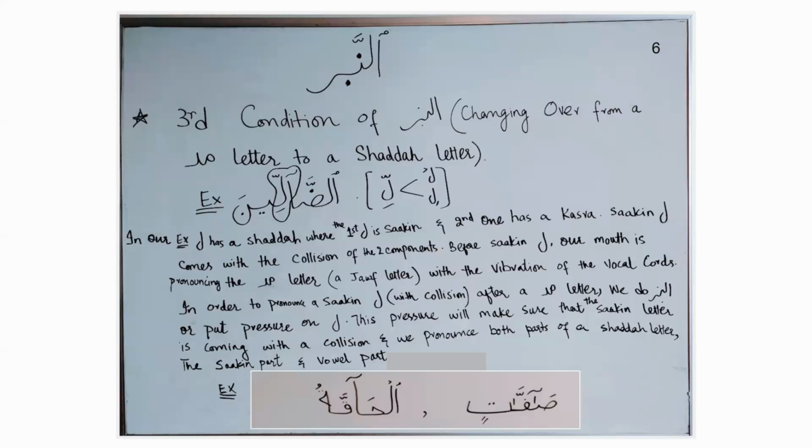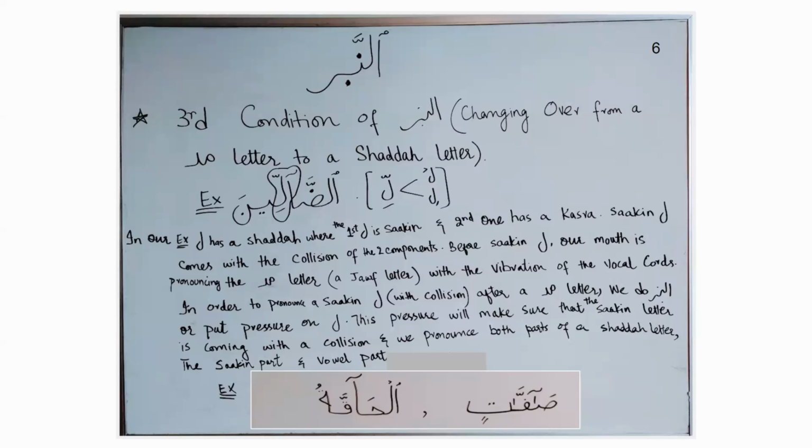Coming back to the third condition of nabr, when we change over from a mad letter to a shadda letter where the first letter is sakin, when the mouth is busy in giving the mad letter that occurs with the vibration of vocal cords, then it is important for us at the change over from the mad letter to a sakin letter to facilitate the change over with nabr.